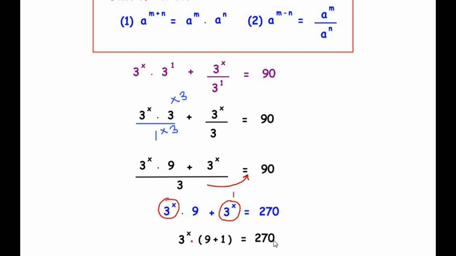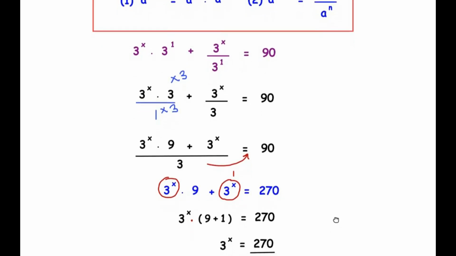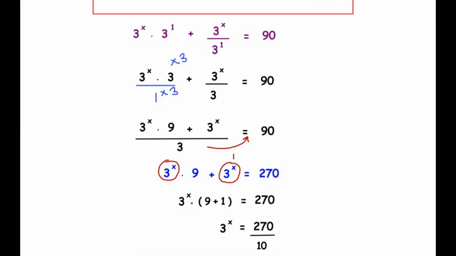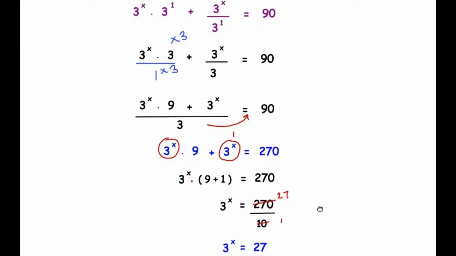Now further simplifying this, we get 3 raised to x is equal to 270. Now 9 plus 1 was 10. So we have taken 10 on the right hand side. So it divides 270. So here 10 1 times is 10 and 10 27 times is 270. So we get 3 raised to x is equal to 27.